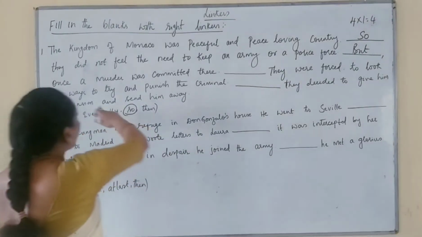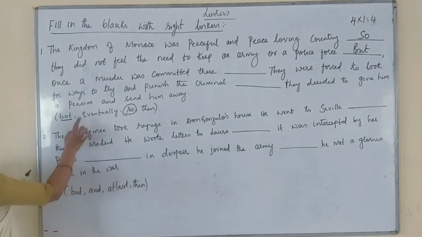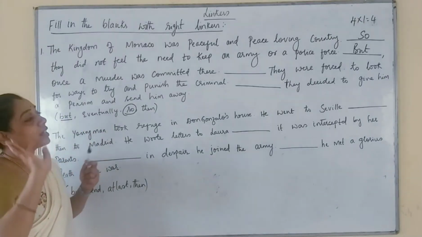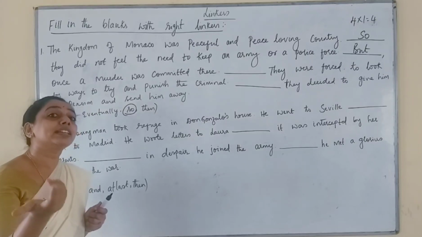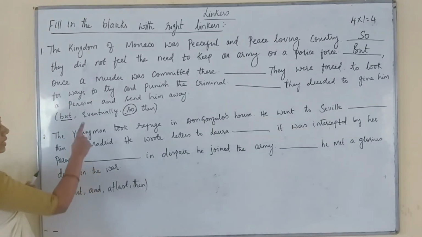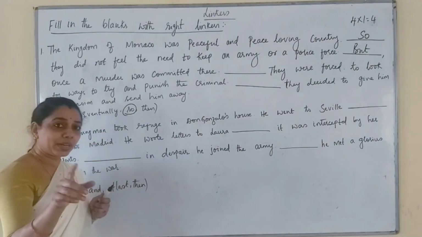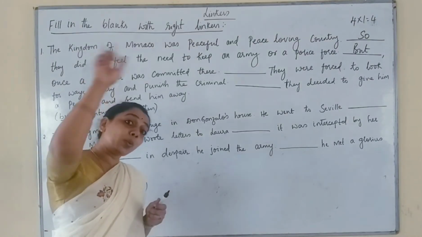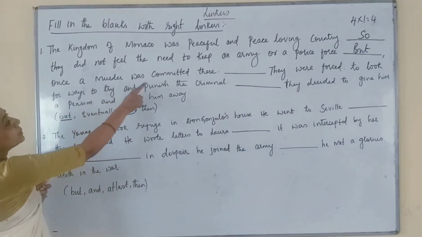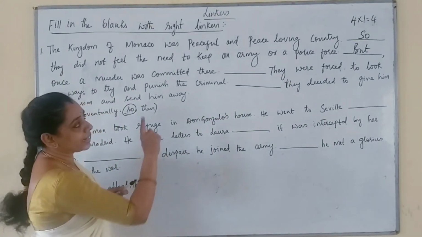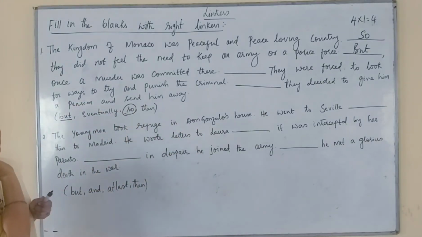What happened? Once a murder was committed. Suppose, but badlu nevenadru if you write eventually, once a murder was committed, will it be the right answer? Because eventually means finally. So it will not be the answer for that. So illi then, once a murder was committed, will it be a meaningful sentence? Can you write then once a murder was committed? No, that's wrong. So, but once a murder was committed there, dash, they were forced to look for ways to try and punish the criminal.